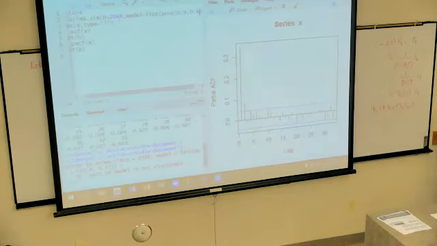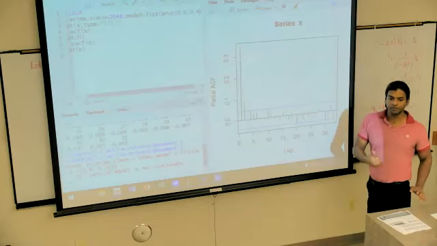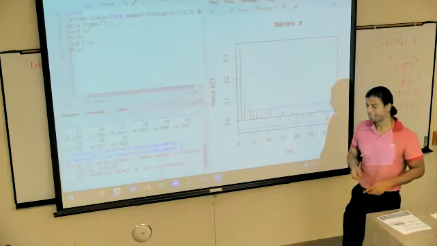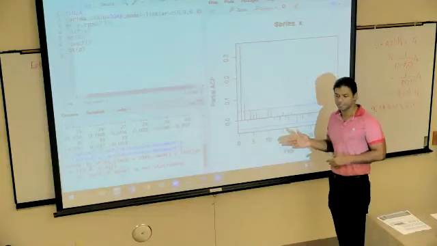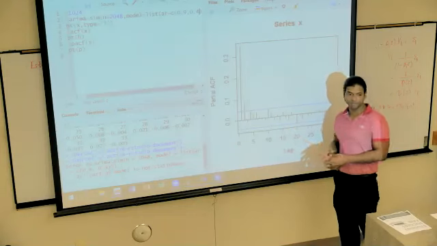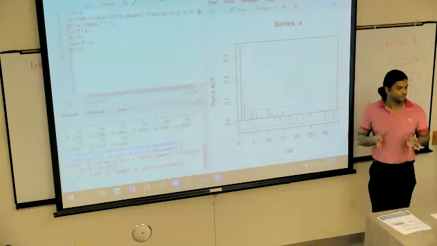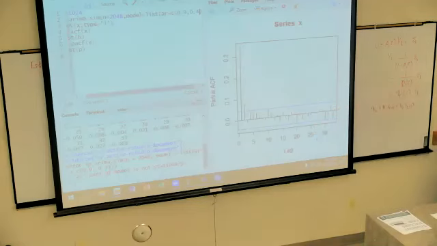Are we clear? So to identify the order of a moving average process, we use the ACF plot. To identify the order of an autoregressive process, we use a PACF plot. Do you understand? Okay, cool.